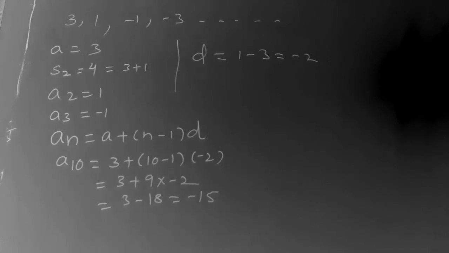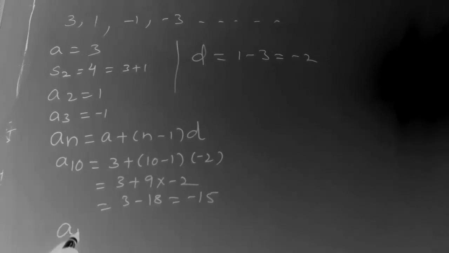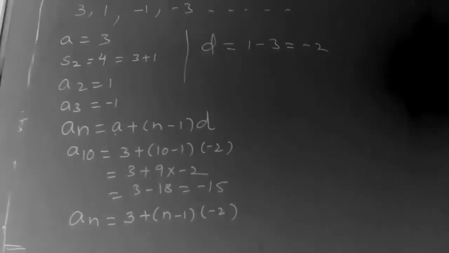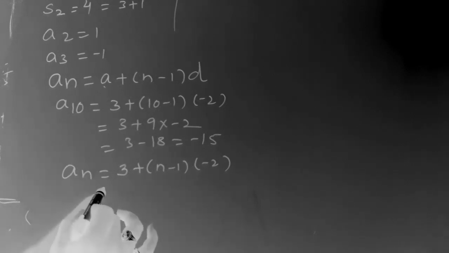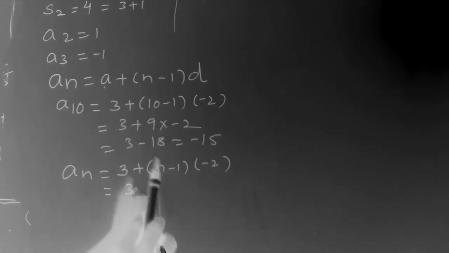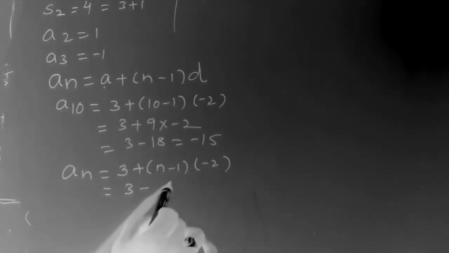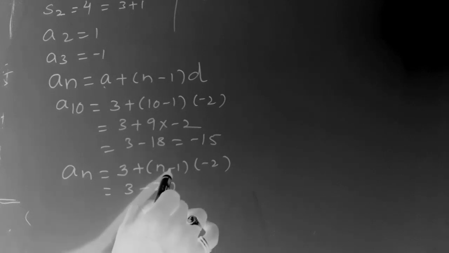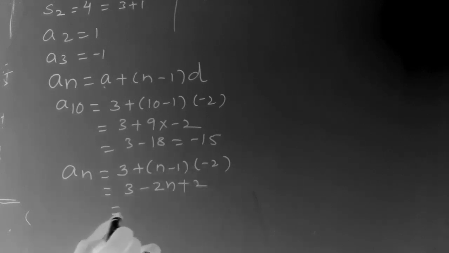And he is asking to find the nth term, an. A is 3 here. N value we don't know. Minus 2 is the difference. So 3 plus n minus 1 into minus 2. Plus into minus is minus, so 2 into n is 2n. Minus into minus is plus 2. So 5 minus 2n is the value of the nth term of the given series.